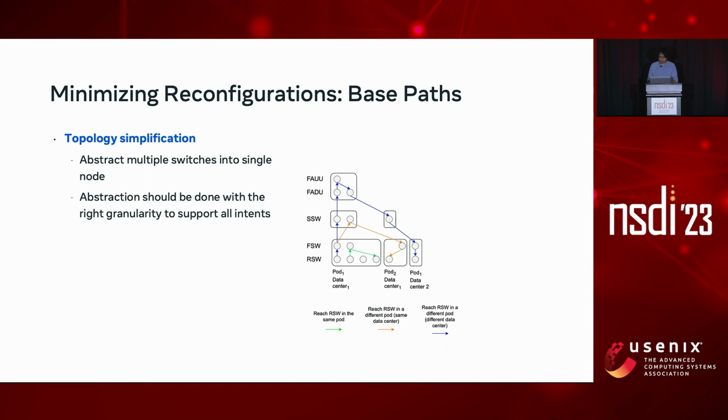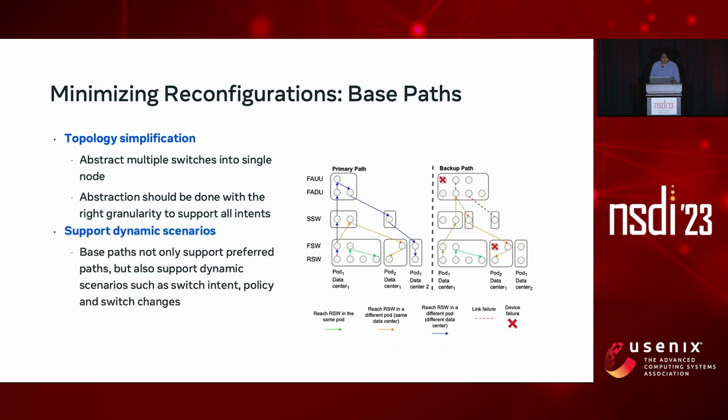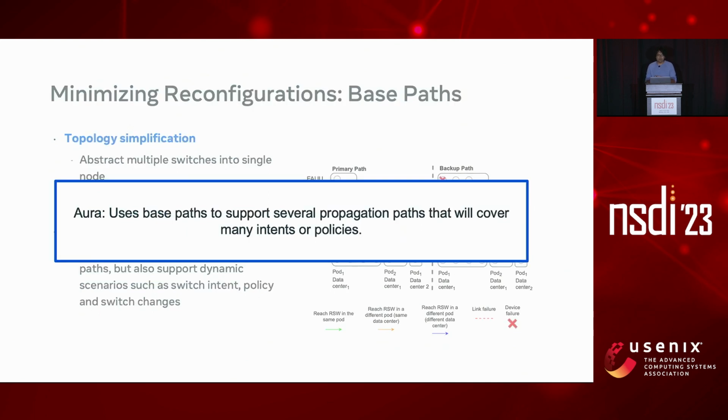Once this is done, that is after considering the primary path, Aura also considers dynamic scenarios such as link or switch failures to come up with more base paths. For example, consider switch and link failures in the right-hand side of the figure. The blue primary path could not work if these devices and the links fail. So Aura comes up with alternative base paths which could support the blue path as well. So Aura uses these base paths to support several propagation paths that will cover many intents and policies which could be pre-configured in the network.